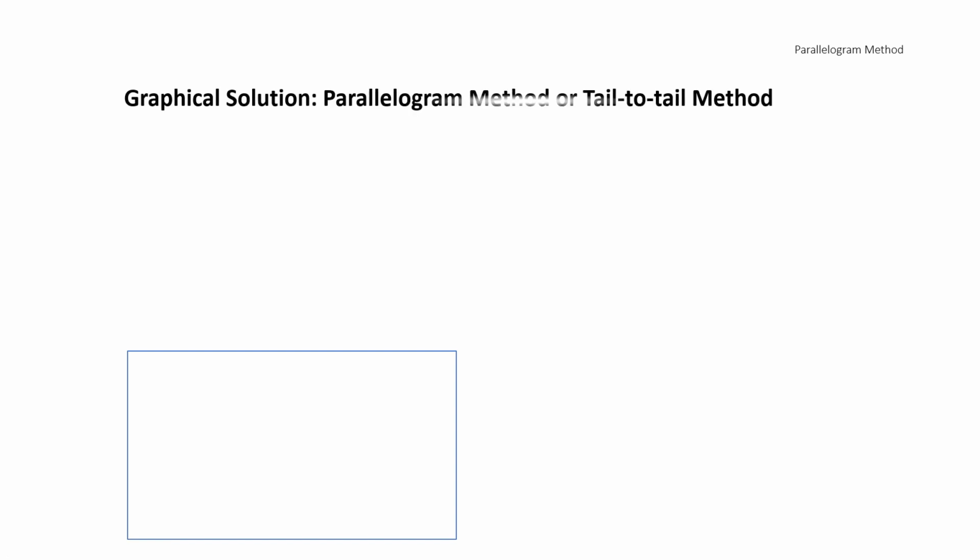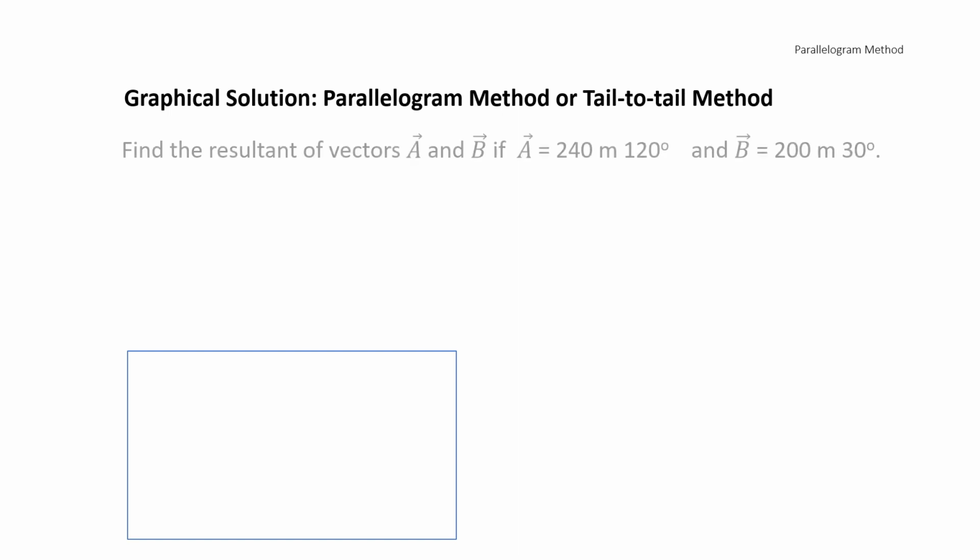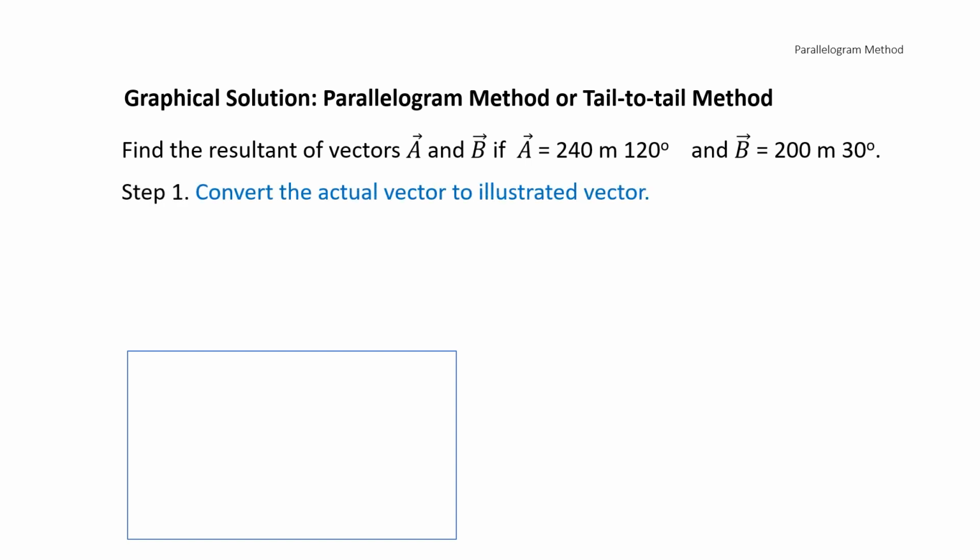Now let's proceed to the parallelogram method, which is the first graphical solution. This method is also known as tail-to-tail method. Let's have this problem in presenting this method. Find the resultant of vectors A and B with actual measures. Vector A equals 240 meters, 120 degrees, and vector B equals 200 meters, 30 degrees. These vectors are in their actual measure.